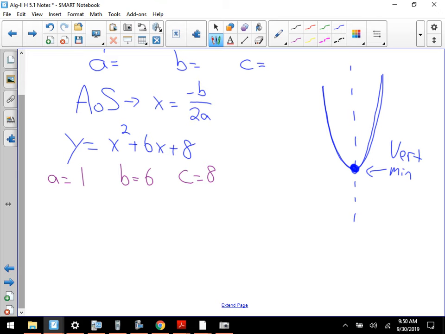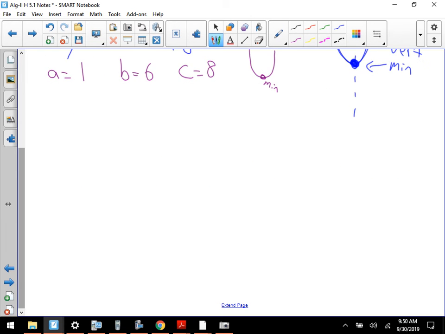Since our A value is positive, what direction is this curve going? Up. It's up like a cup. So right away, I'm going to put a dot and label this a min, because I know that's what it's supposed to do. Just from those 3 values, I know that the generic form of this, the way it's supposed to look, should be like that, where that vertex is at the minimum. It's the lowest point that it's going to be at.